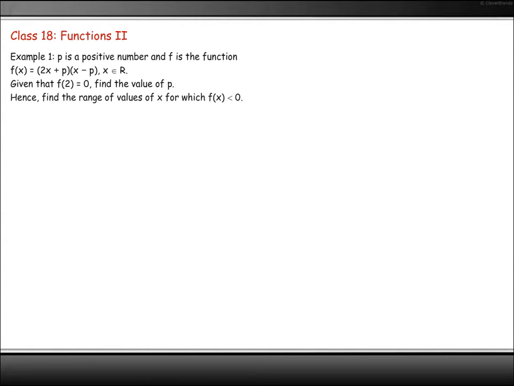Example 1. p is a positive number and f is the function f(x) = (2 + p)(x - p), where x is an element of R. Given that f(2) is equal to 0, find the value of p. Hence, find the range of values of x for which f(x) is less than 0.